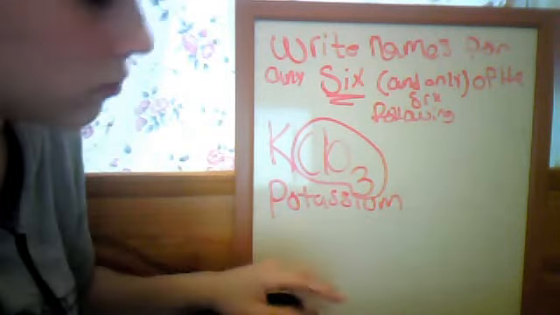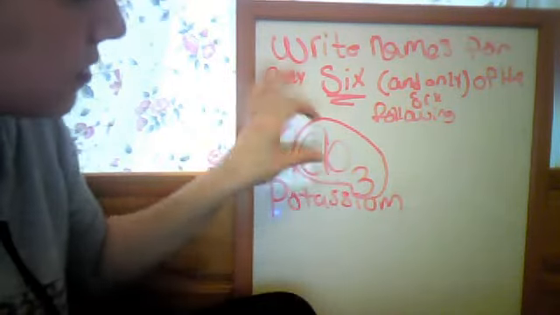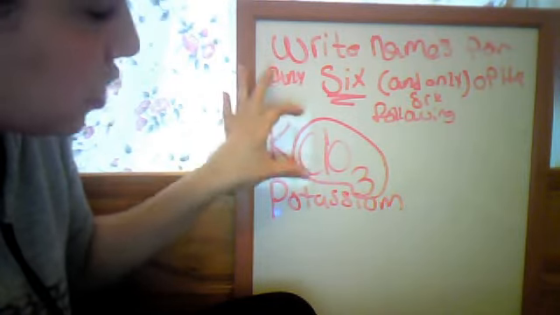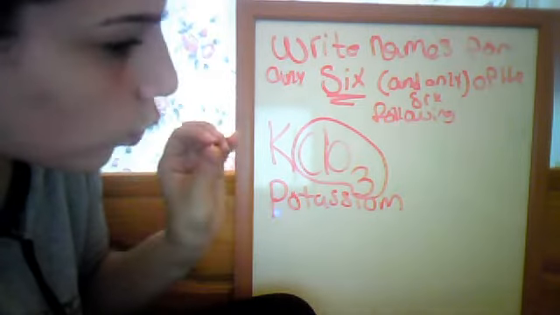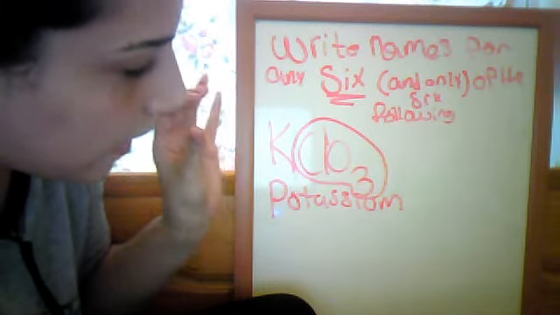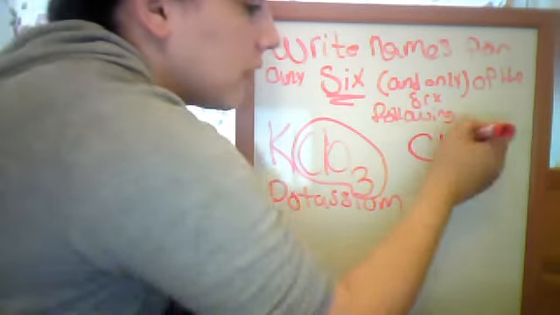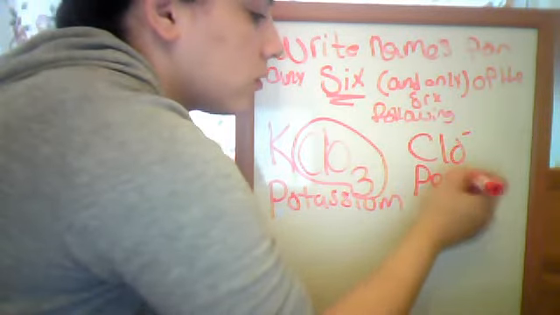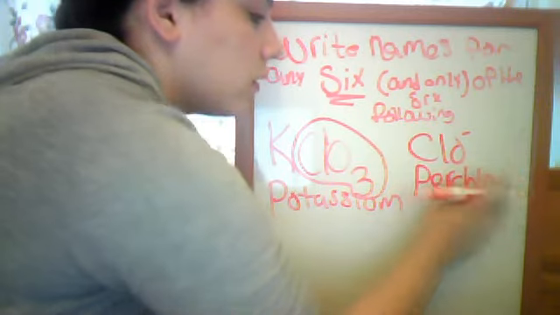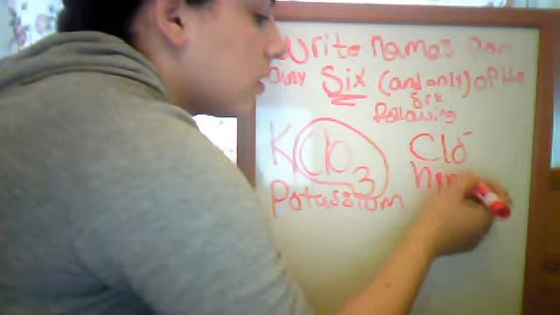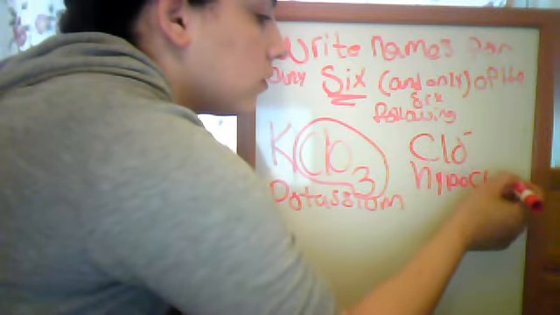It's a very special name. It has a special name for it. It's called chlorate. So we've got ClO negative. That's perchlorate? No, hypochlorite. Hypo means small. Hypochlorite. Right.